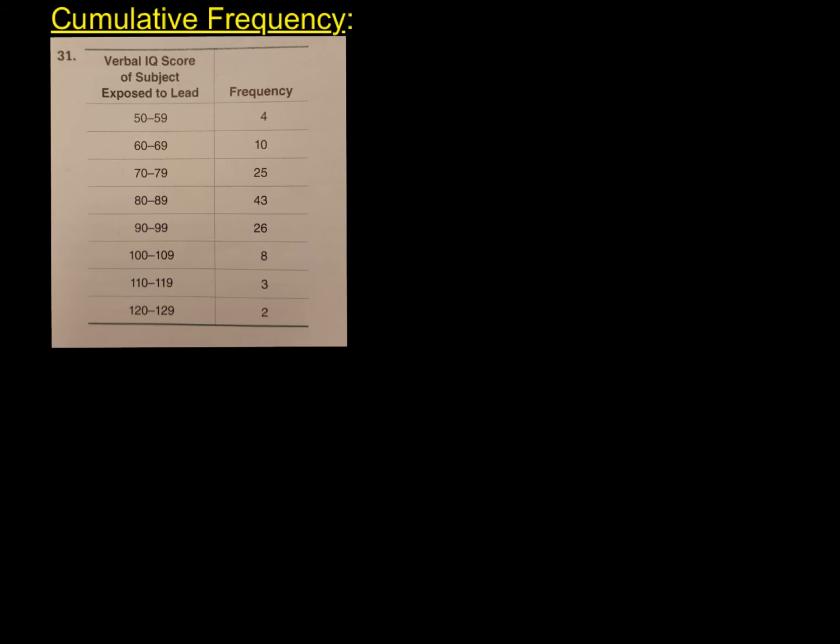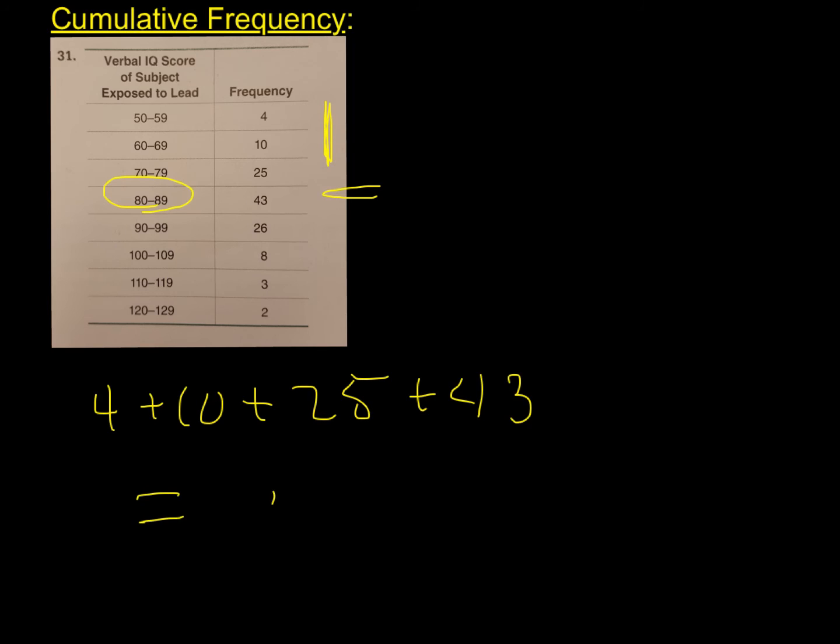To find the cumulative frequency for any given class, we add the frequency in that class to all the classes above it. For example, if I wanted to find the cumulative frequency for the 80 to 89 class, I would take 43 and add the previous three frequencies to it, which would give us 4 plus 10 plus 25 plus 43, which yields 82. So the cumulative frequency for the 80 to 89 class is 82.